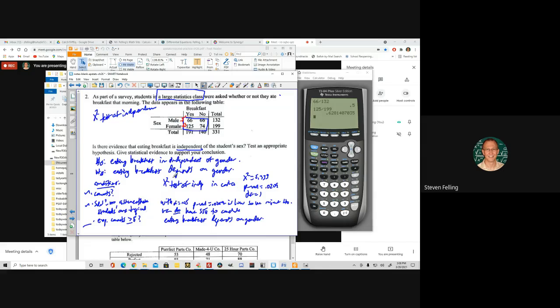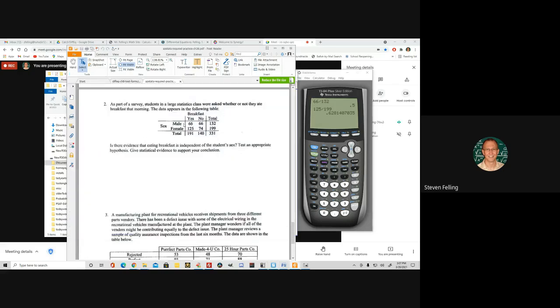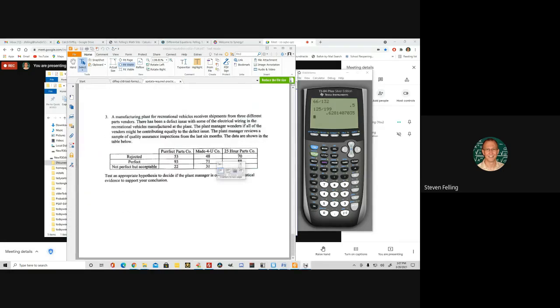But what this is saying is that if you were to take this and extend it to a larger population, maybe all the students in the university, it is a statistically significant difference that females eat breakfast more often than males. Okay. So that would be that question. Let's look at the third question, the last question on the practice quiz, just to kind of tie it all together.